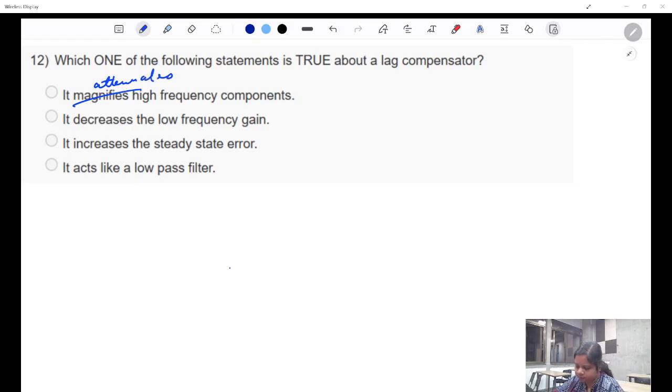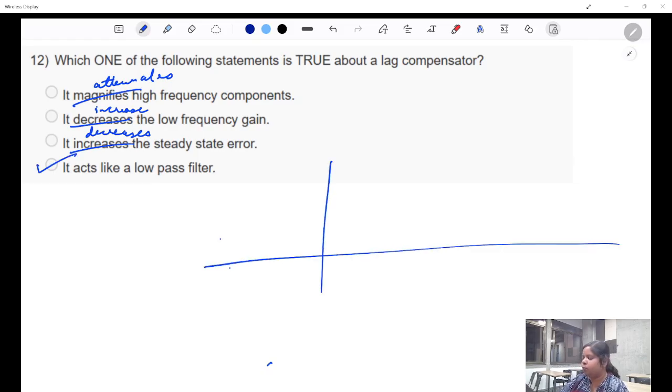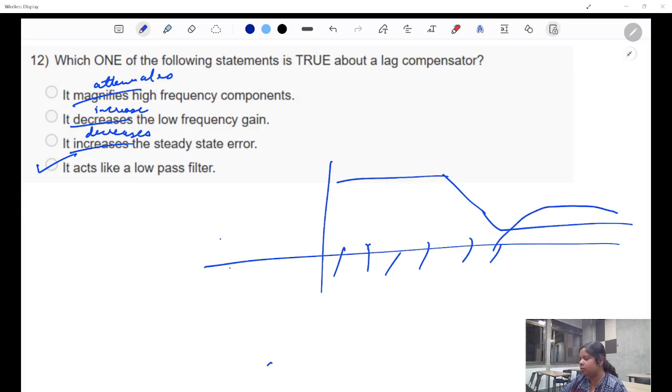It decreases the low frequency gain. No, it does not. We have a very high frequency gain, so it does not decrease. As we have high frequency gain, the steady state error is decreased. It acts like a low pass filter. This is correct, because the plot of the lag compensator looks like this. For these values of frequency, it allows them to pass through, whereas for the higher frequency region, it attenuates. This is the correct answer.